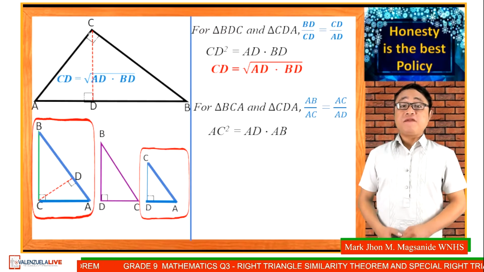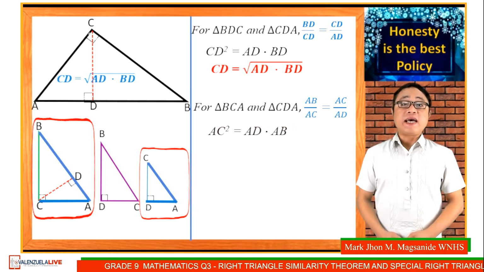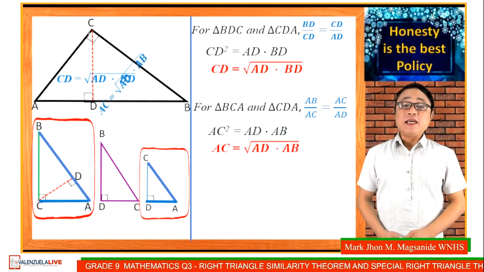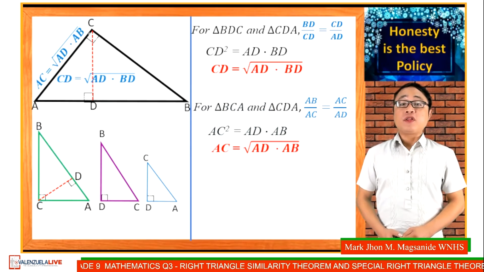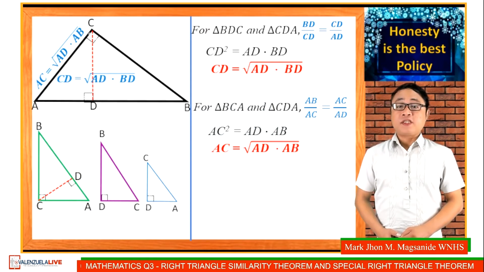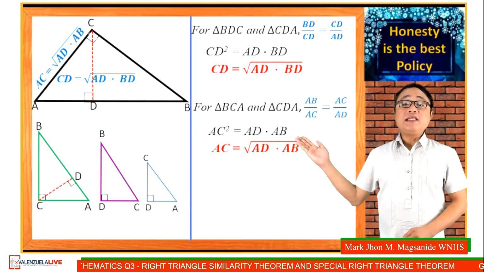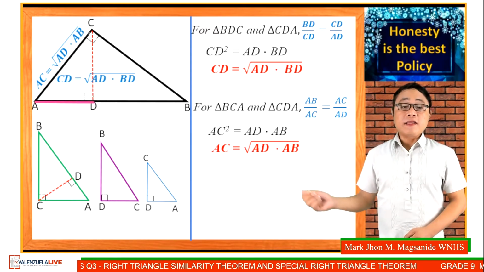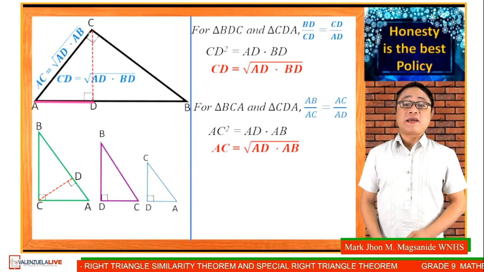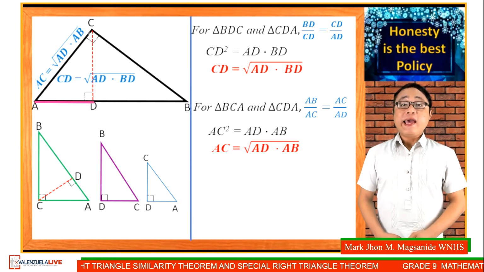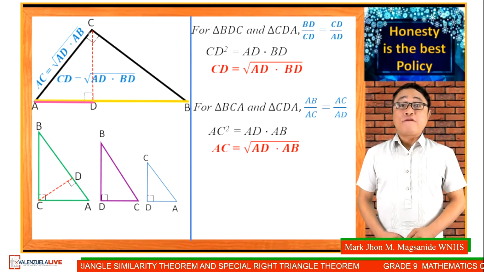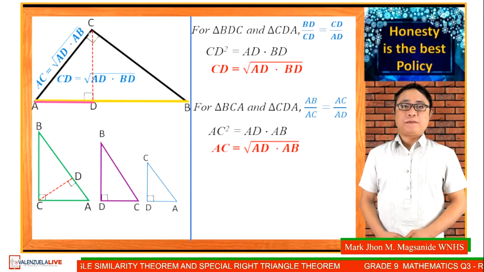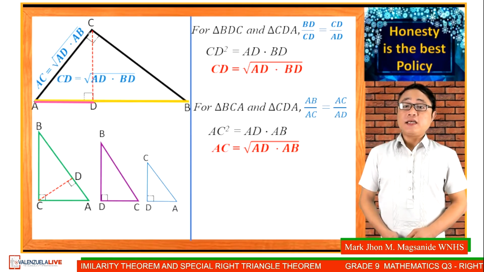Get the positive square root of each side. AC is equal to the square root of AD times AB. So leg AC is the geometric mean of the length of its adjacent segment of the hypotenuse and the total length of the hypotenuse.